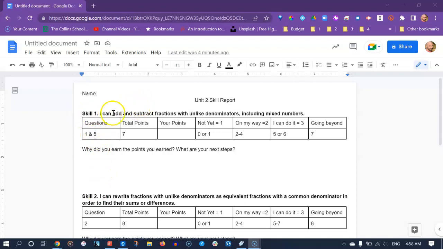So if we look at this document, it says the question. So we're going to look at 1 and 5 first. There are 7 total points available. You'll write down how many points you earned, and then you can circle how you did. A not yet is 0 or 1 points. On my way is 2 to 4, I can do it is 5 or 6, and then going beyond is 7.